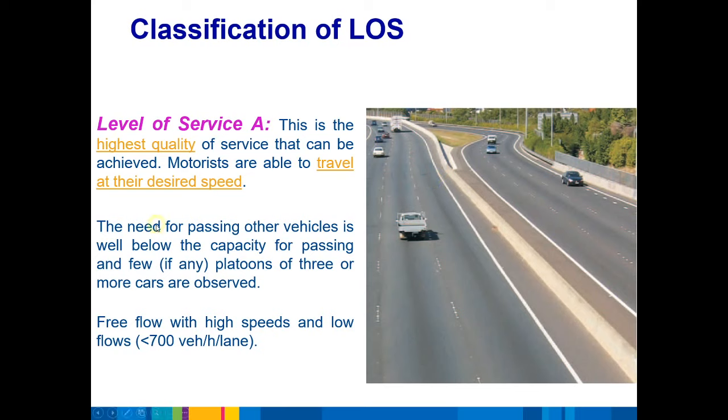So in this level of service A, the need for passing other vehicles is well below the capacity for passing, so there's plenty of space for that. There are few or if any platoons, so platoons are groups of 3 or more vehicles. We don't see any sort of bunching up of vehicles, and with the free flow with high speeds, we are below 700 vehicles per hour per lane. That's giving us this free flow condition.